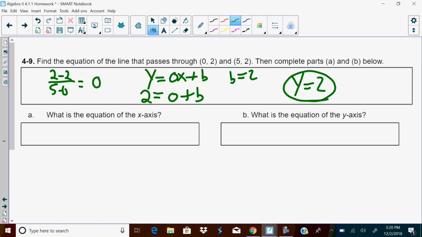So part A says, what's the equation of the x-axis? Anytime we're drawing a line that's horizontal, we just do y equals a number, so we get y = 0. And then the equation of the y-axis is x = 0, because at every point, x would be 0.